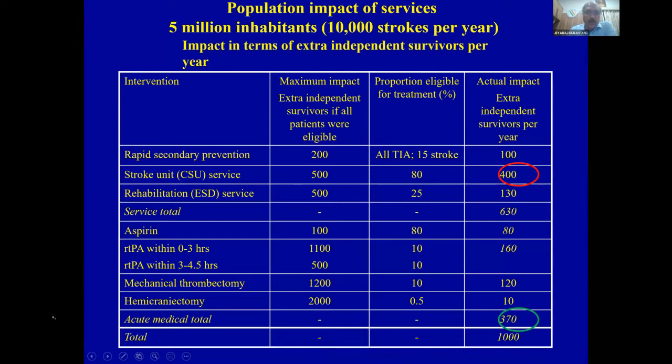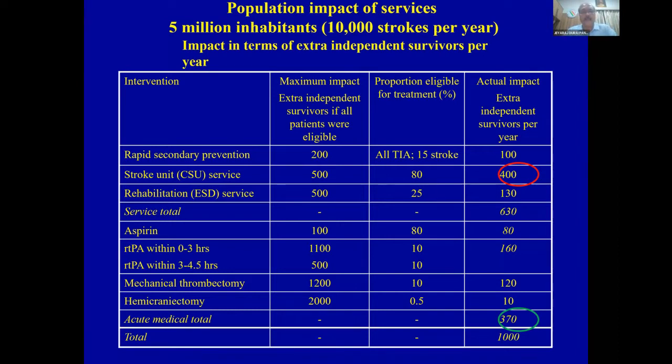And even though there is a high level of evidence for mechanical thrombectomy, thrombolysis, hemicraniectomy, etc., only a small proportion of patients will benefit from that. On the other hand, all patients can be treated in a stroke unit. So that is the population impact stroke unit care has.